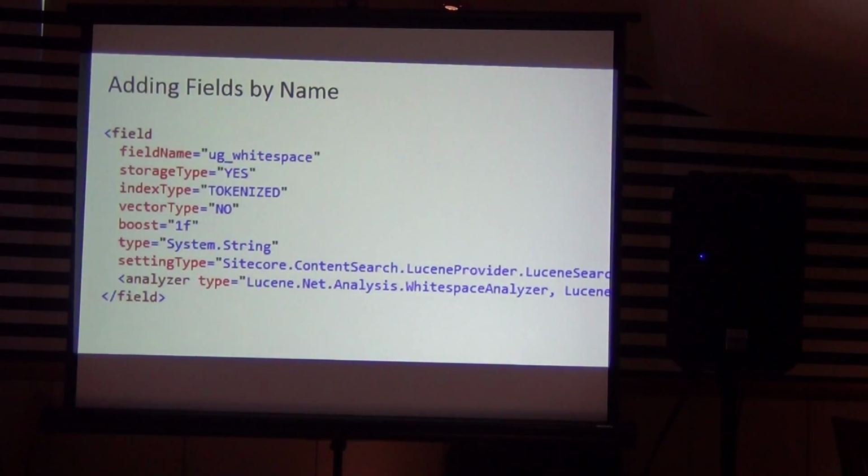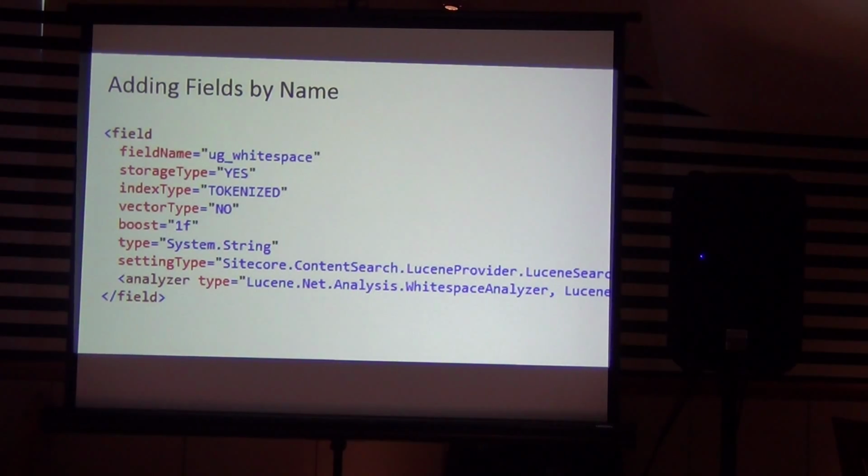There's the next one. So in configuration, and this is specifically in the default index configuration for Lucene, we can add fields by name. That's very handy, because then we can also query them by name. Here you can see the example for the UG white space. This field name refers to the name I've used in Sitecore. So there's a field in Sitecore, and this is also the name that will be used in Lucene.